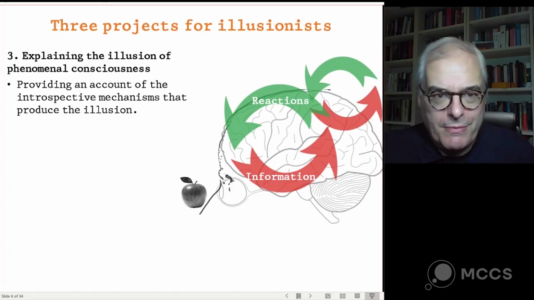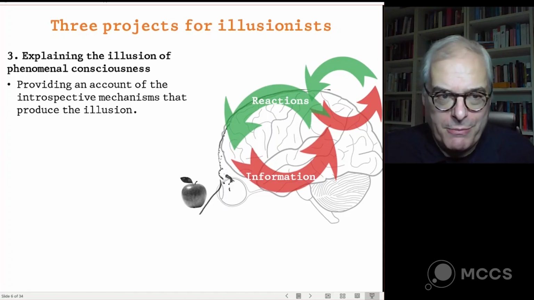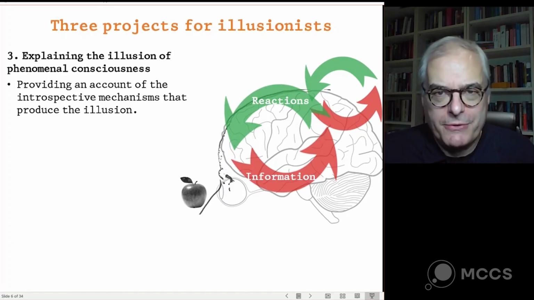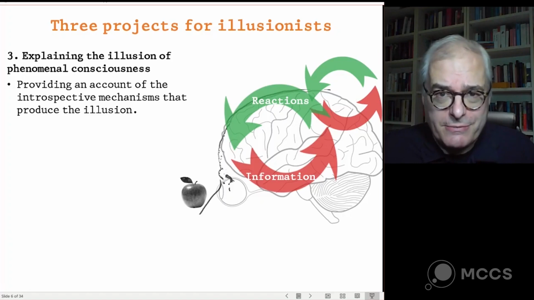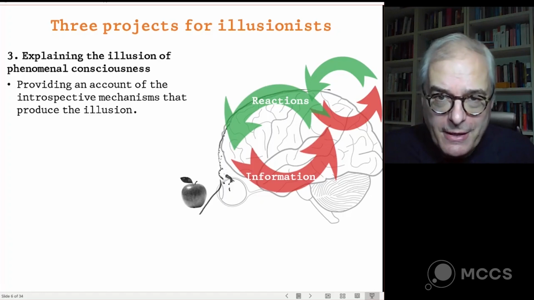So this involves providing an account of the introspective mechanisms that produce the illusion. I've assumed here throughout that to explain the illusion, we're going to have to posit some sort of introspective mechanism, some kind of introspective monitoring of first-order perceptual consciousness. It may be that you can get an illusionist theory without this monitoring. I don't know. I'm not stipulating that illusionist theory requires introspective monitoring. It just seems like the obvious approach for illusionists to take, and it's the one I'm concentrating on.